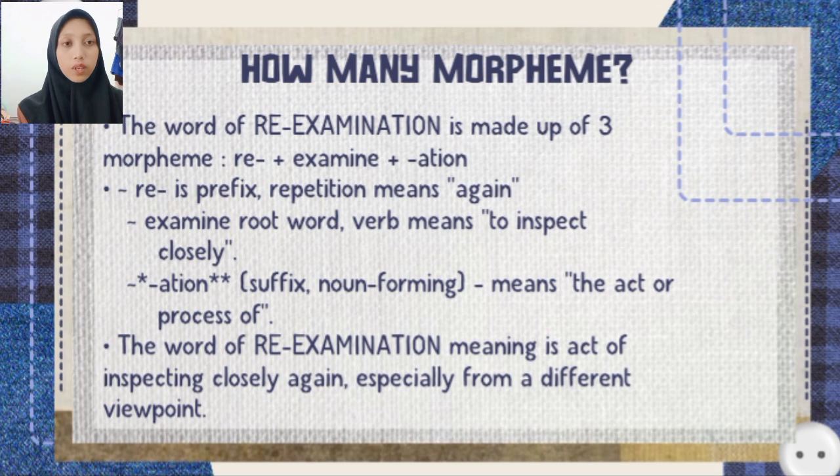Re, negative, is a prefix, repetition, meaning again. Examine is the root word, a verb, meaning to inspect closely. And ation, negative, is a suffix, noun forming, meaning the act or process of. The word re-examination means the act of inspecting closely again, especially from a different viewpoint.